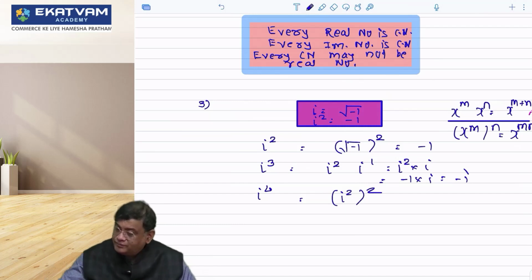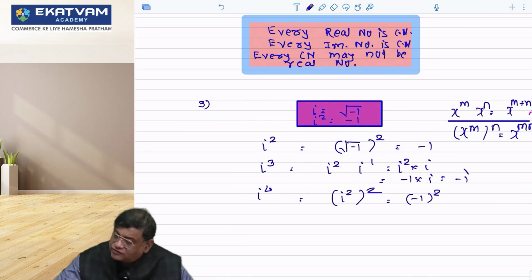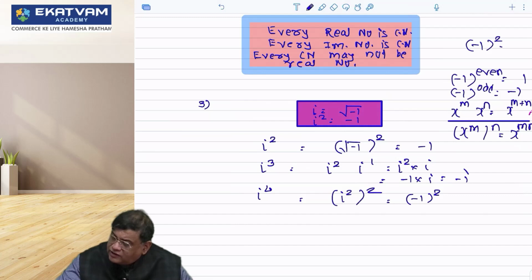I raised to 4 is I square square. हे कळतं का? But I square is minus 1. So minus 1 ka square. Now try to understand. When you have minus 1 raised to even number, it is plus 1. And when you have minus 1 raised to odd number, it will be minus 1. म्हणजे असं की minus 1 square is 1 and minus 1 cube is minus 1.